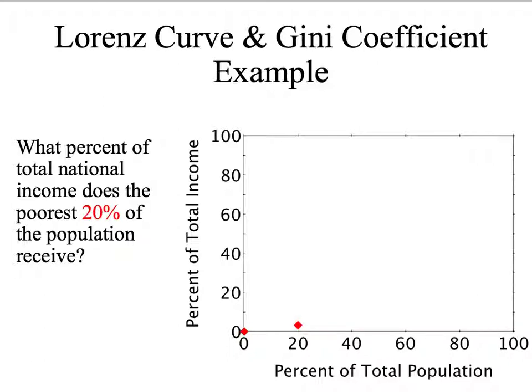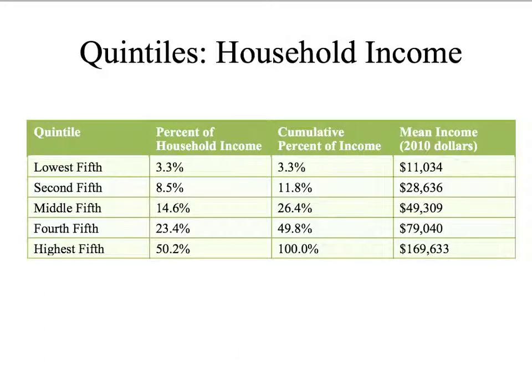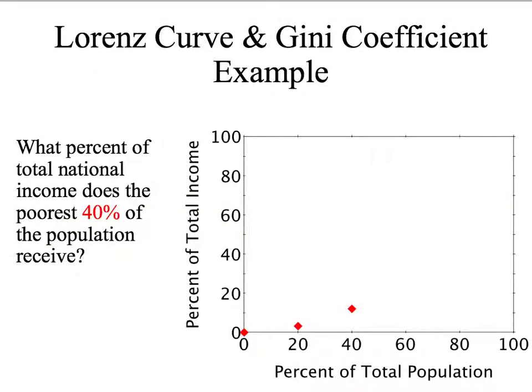So when we look at the next dot that we're going to place, we want to ask the question of how much income the bottom 40% of the population has. And you might immediately jump and say, oh, well, the second quintile has 8.5%. But you need to think about the cumulative income, because together the bottom 40% is the lowest two quintiles. So together they have 11.8%. So then we add the dot here at 40%. The bottom 40% of the population has 11.8% of the total income.